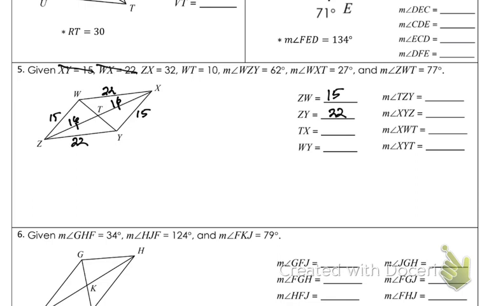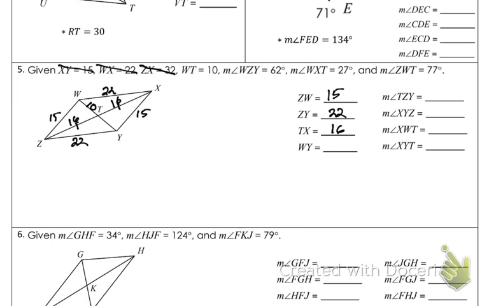Do we need to do ZT or T? Oh, we need TX, so I already have that done. Let's cross out that. WT equals 10. If WT equals 10, what else do I know?